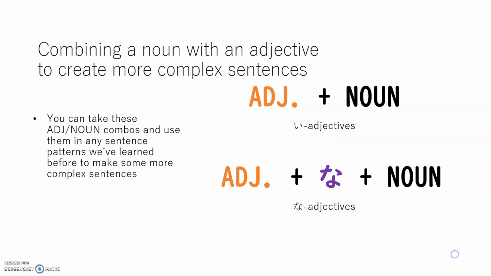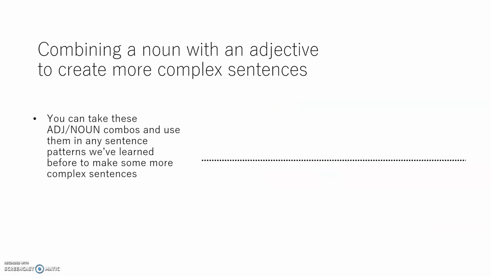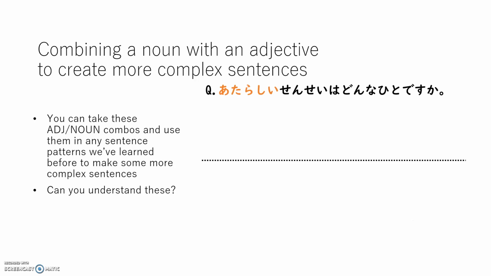All right, let's take a look at making some more complex sentences. Let's see if you can understand these. You might pause the video and try to read this. 新しい先生はどんな人ですか? 元気な人です or 面白い人です. What kind of person is the new teacher? They're an energetic or lively person, or they're an interesting person.